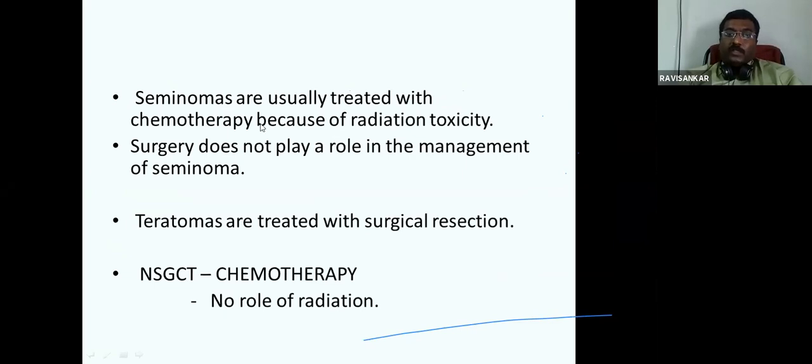Seminomas respond well to both radiation and chemotherapy. But in the mediastinum, because of the location of the tumor, you have vital structures including the heart, where you might not be able to give radiation completely. In practical purposes, mediastinal seminomas are usually treated with radiation.